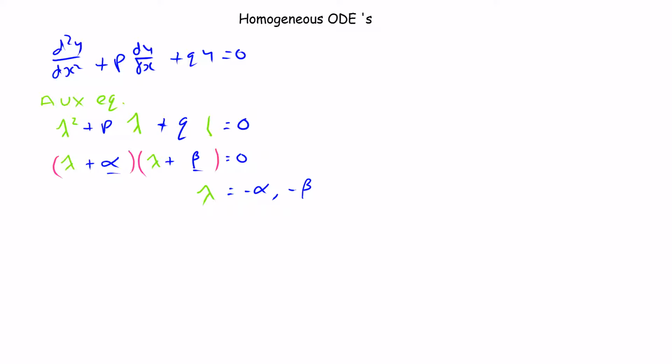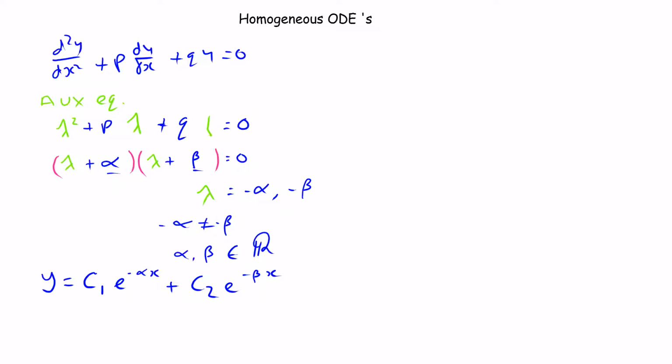If we have two distinct roots here, so alpha does not equal beta, or negative alpha does not equal negative beta, and alpha and beta are real constants, then our general solution to the ODE will be a constant multiplied by e to the negative alpha x, negative alpha being our first root, plus c2 e to the negative beta x, and that would be our general solution for two distinct roots.